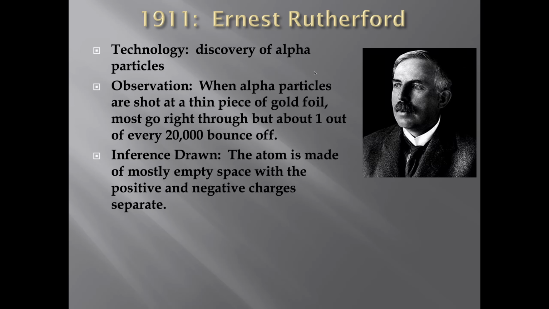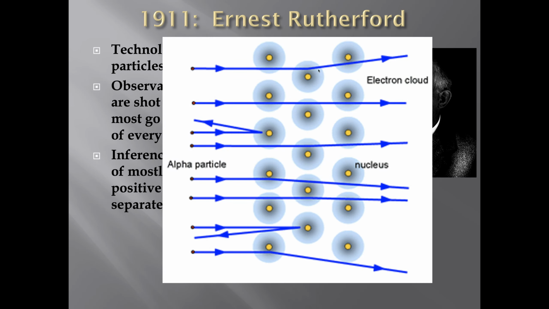And to be more specific, all the positive charge is concentrated in the center of the atom as a nucleus, so that the alpha particles that just pass right through are passing through the empty space in the atom, not the empty space between the atoms, but the empty space that the atom is mostly made of. Now, this is a gross exaggeration as to the size of the nucleus. The nucleus is about 1/2000th the size of the rest of the atom, so only about 1 in every 20,000 alpha particles would bounce off.